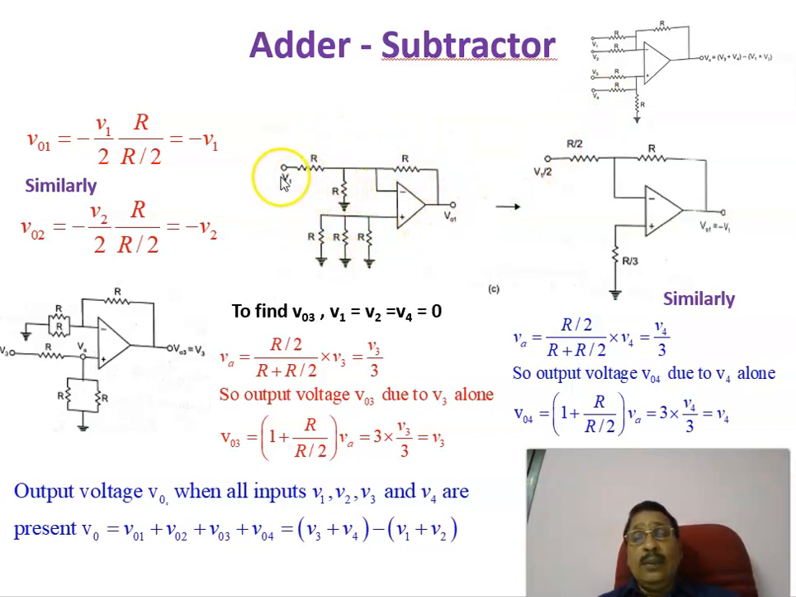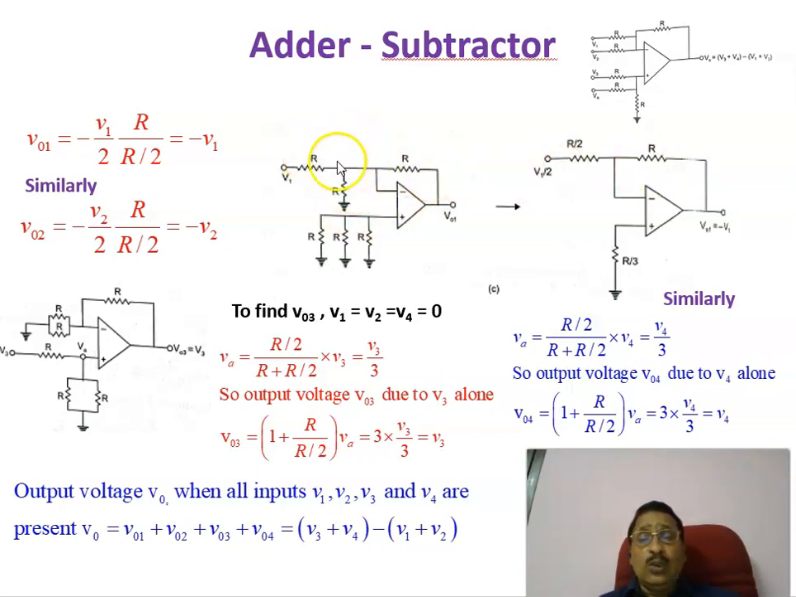It comes to one, and only the input V1 is applied. The corresponding circuit can be redrawn like this one, because this is grounded. Applying Thevenin's equivalent circuit here, the corresponding voltage at this point is given by V1 divided by R into R, or V1 by 2. This voltage is equal to V1 by 2, and the equivalent resistance is R parallel with R, R into R divided by R plus R, which is equal to R by 2.